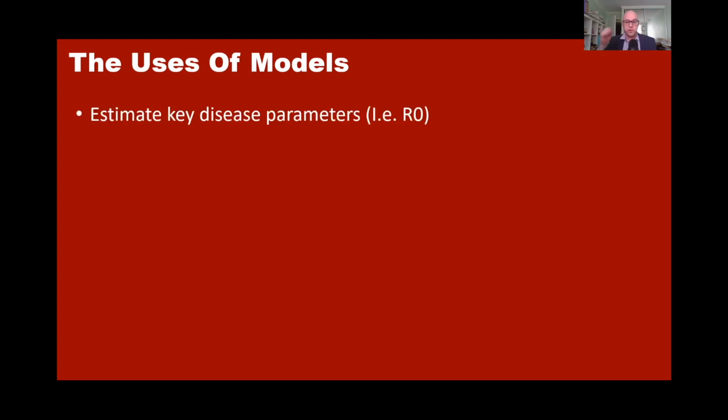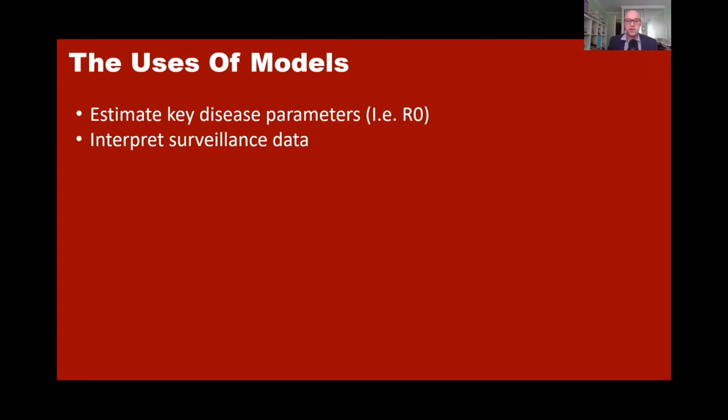So, for example, a lot of modeling has been conducted to estimate key disease parameters. So the basic reproductive rate, the R0 of the disease, which is the average number of people who are infected for each person who is infected with the disease, so how many people you pass the disease on to, is essentially based on a model. And there are a number of ways of doing that, which have been applied in different ways during the pandemic.